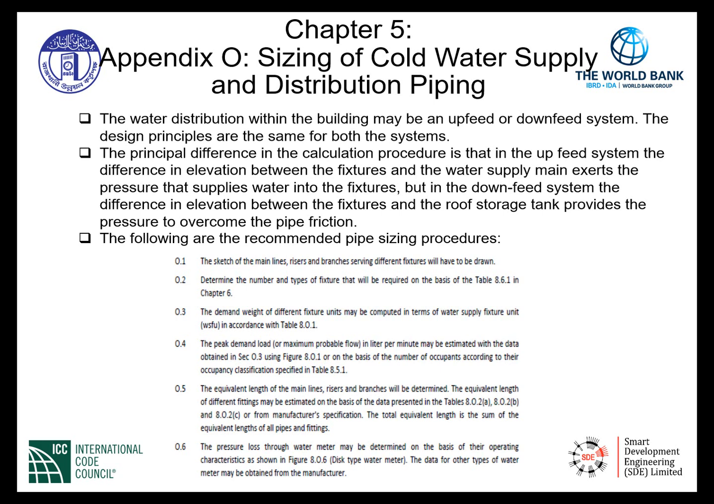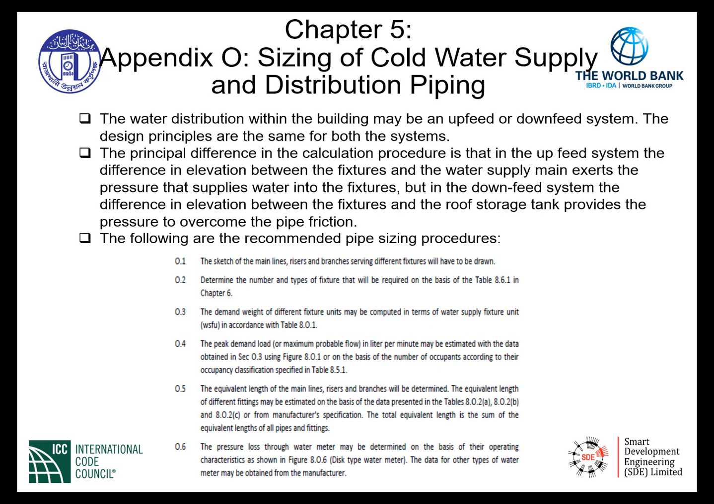The following are the recommended pipe sizing procedures. There are several here. The first one, 0.1, the sketch of the main lines, risers, and branches serving different fixtures will have to be drawn. That's first and foremost. It is a requirement.